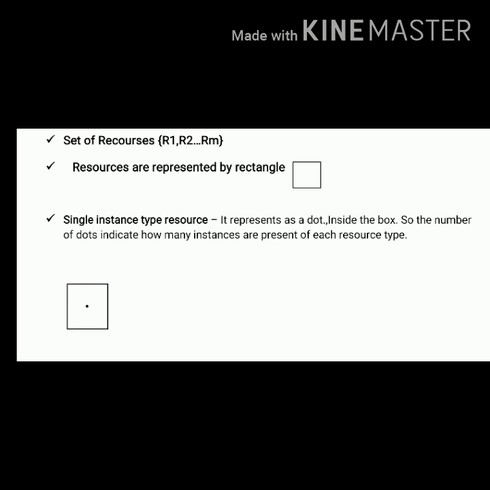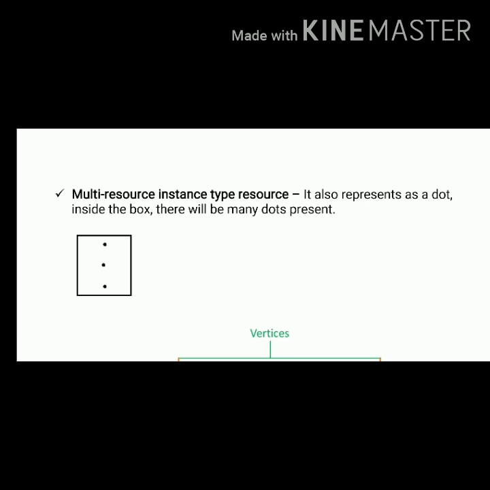For each resource R1, R2, R3, R4, there will be a separate square, and if there is only a single instance of that resource, there will be a single dot. So a single dot in a box represents a single instance of that kind of resource. If we have multiple instances of that kind of resource, then we are going to have multiple dots in that box. For example, if we have 3 dot matrix printers, the box represents the dot matrix printer and 3 dots represent the number of dot matrix printers.